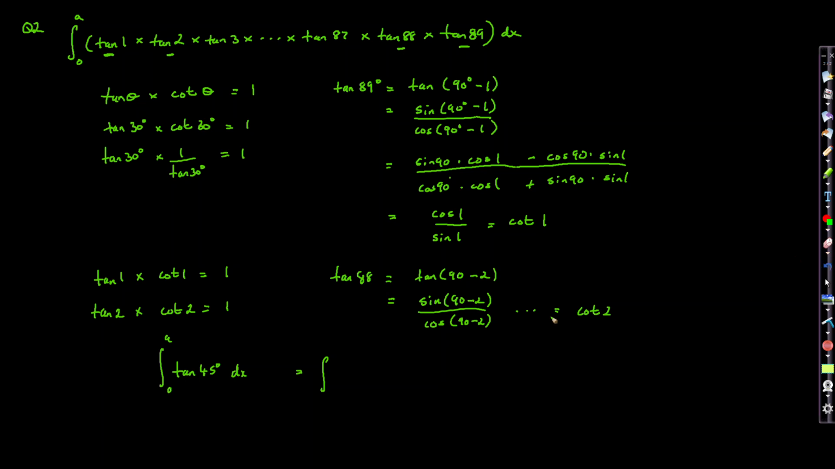So that should be an A. Well, that's just going to equal A times x between the limits A and 0, so we end up with A minus 0, or in other words, A. So this integral just comes out to A.